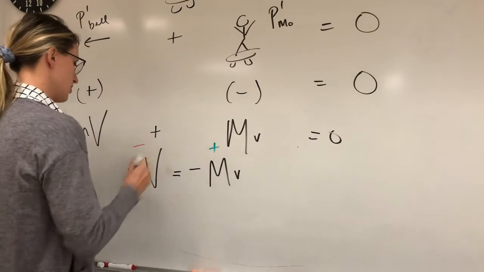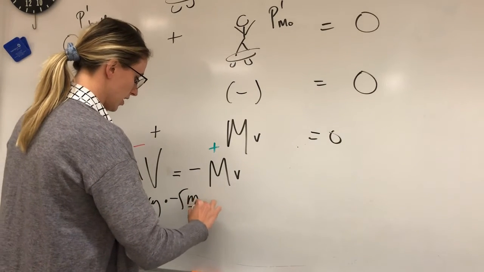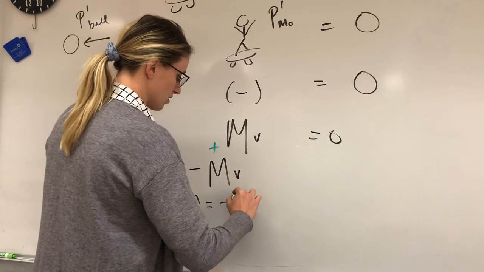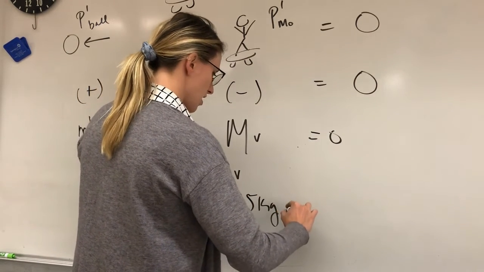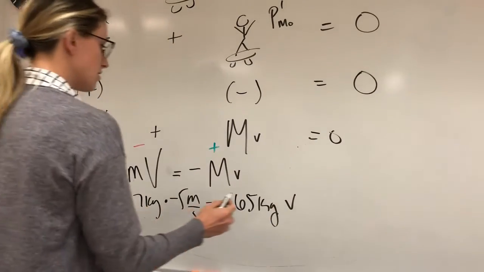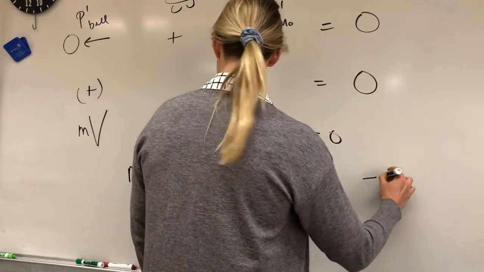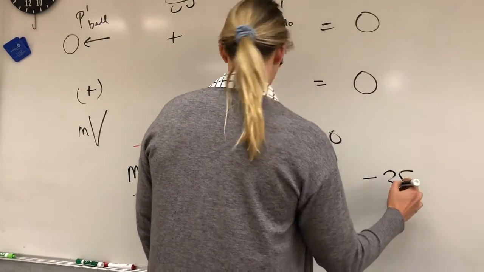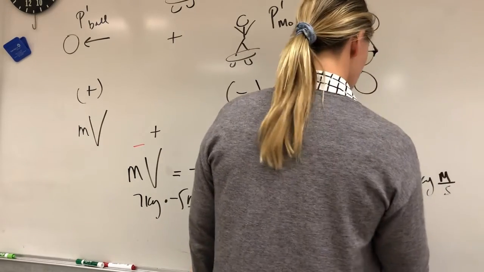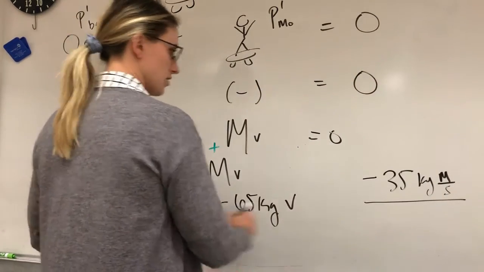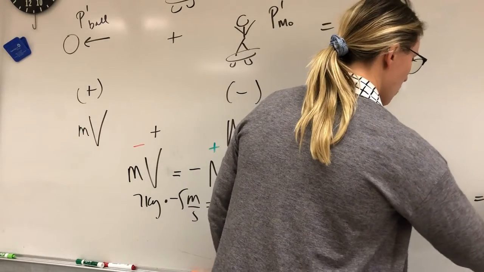Okay, so then we plugged some numbers in. We said 7 kilograms times negative 5 meters per second equals, and my mass was 65 kilograms, I think I said, times velocity. We want to figure out what the velocity is. So basically, negative 35 kilogram meters per second divided by 65 kilograms is going to equal my velocity.